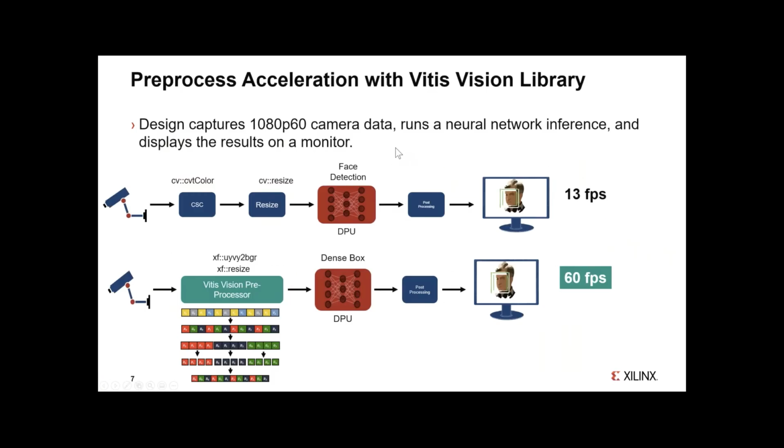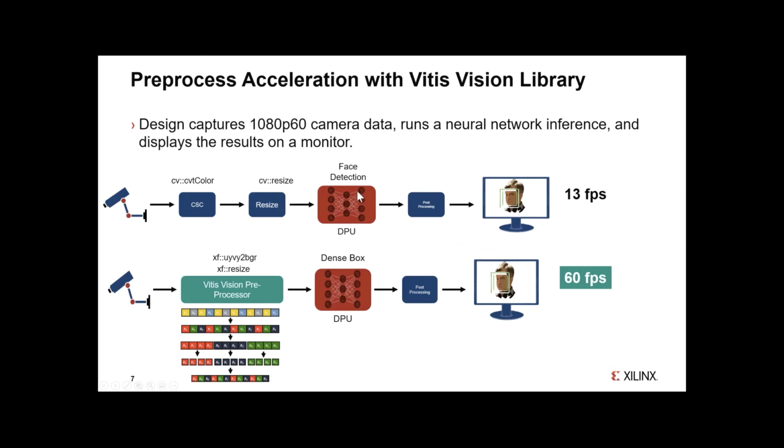This example shows how pre-processing acceleration can be used with the Vitis Vision library. The design here specifically takes video from a 1080p 60 camera source. It goes through a color space conversion and a resizing operation, after which the DPU, the Deep Learning Processing Unit, is used to do face detection on the video stream. The post-processing overlays bounding boxes onto the output video stream, and you can see in the initial example here, we were achieving 13 frames per second.